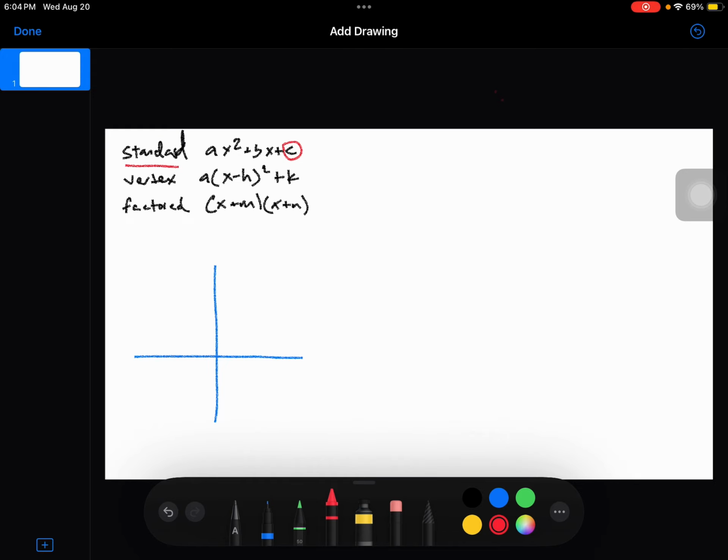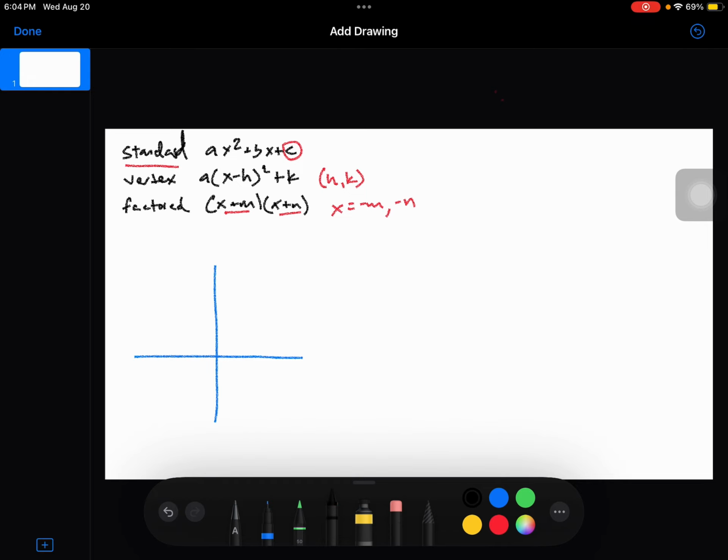We've got vertex form where h and k are the vertex. That's the minimum or the maximum, the turning point. And then we've got factored form where in this case x would equal negative m and negative n. We flip the signs when we factor using that zero product rule. If one of those is 0, then the whole product is 0.